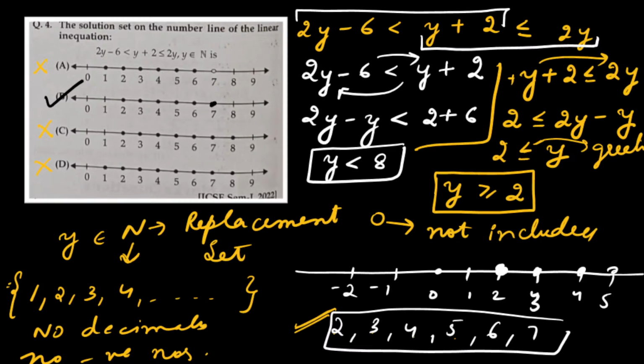So is this question clear? There is a printing mistake here. On 7, this circle is there. I just changed this circle to a dark dot because 7 is included here. Solution set is 2, 3, 4, 5, 6, 7. So any doubt in this one? Okay, let's do the next one then.